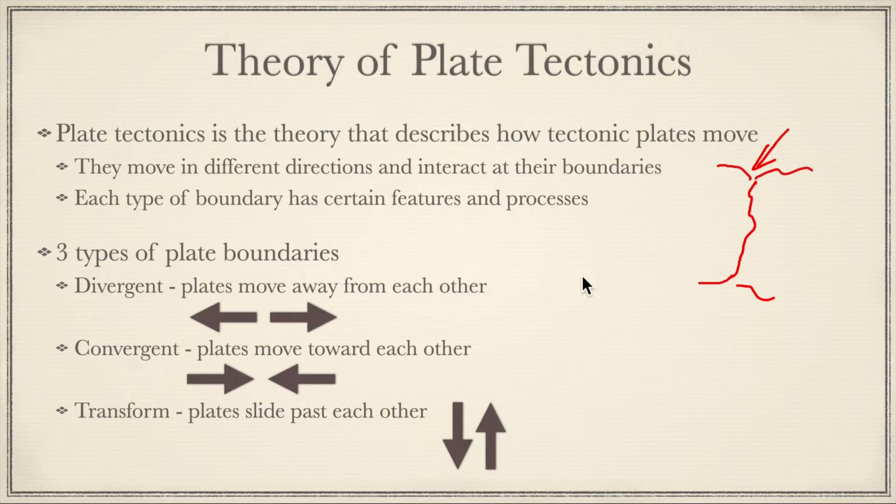We're going to talk about all of these individually in a second, but in general, you have divergent, which is a boundary where the plates are moving away from each other. So you have one plate moving this way and one plate moving this way. You have convergent, where plates move toward each other, so they are colliding basically. And then transform boundaries, where plates slide past each other. So you have one maybe sliding south and one sliding north. Okay. Now we're going to talk about all of these individually.